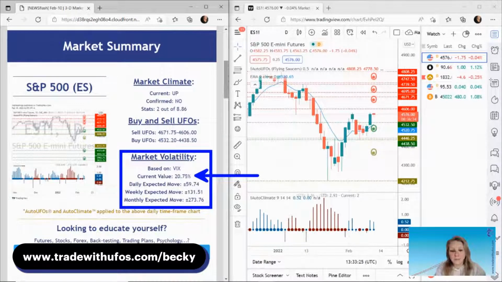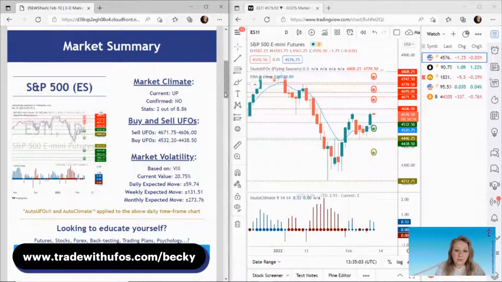Now, in terms of volatility, we would expect that the S&P 500 would go up or down in 1 year by 20.75%. So in a day, that's 59.74 points. In a week, it's 131.51 points. And in a month, 273.76 points. That's the S&P 500, top 500 US stocks, looking at each of those probabilities.